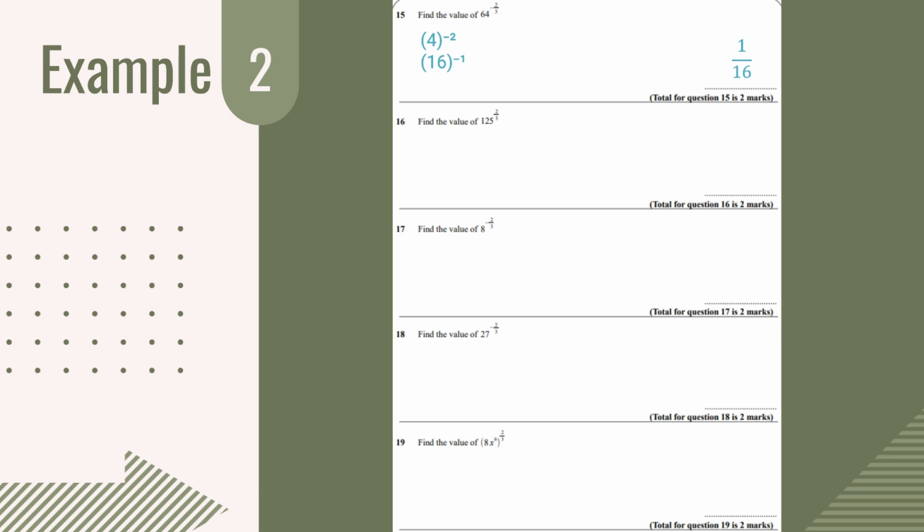Second question, find the value of 125 to the power of 2 over 3. Cube root 125, so we get 5, and then it's just squared. So our final answer would be 25.